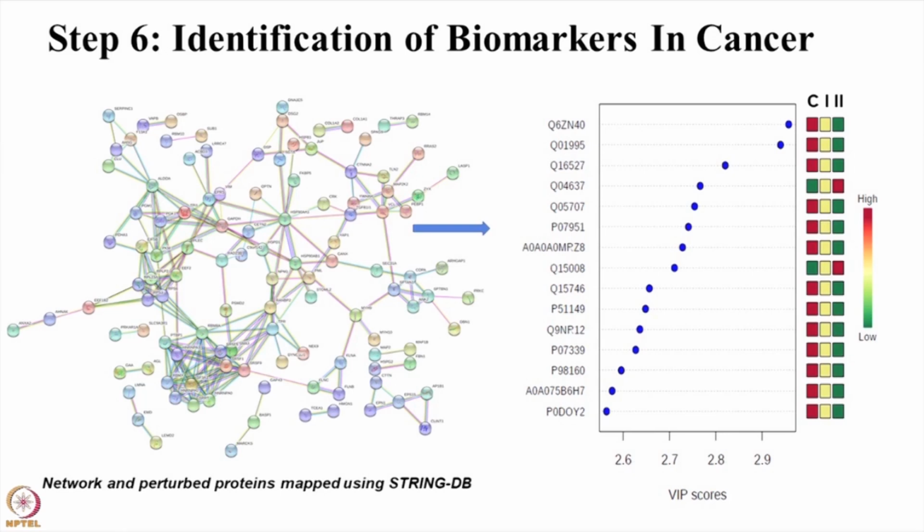For example, these are a set of markers, as you can see. In this one, this is very high in the C sample, which is the control sample, and relatively low in the grade 2 samples. Similarly, there is a reverse trend for this protein. You can see QO4637. This is again showing a sequential increase, that is, it is low in the control samples and going high as the tumor progresses. So using these kinds of tools, you can answer a lot of biological questions.